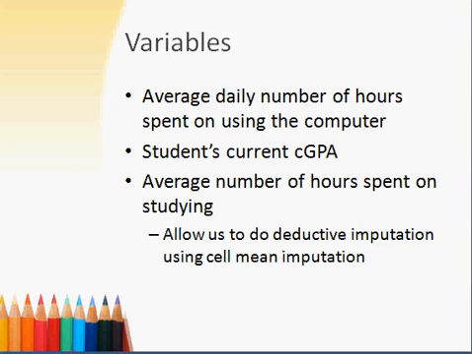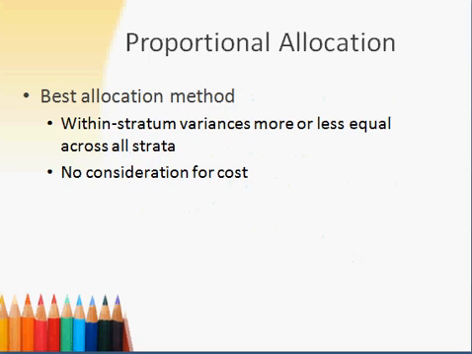Okay, moving on to the variables that are involved in this survey. Besides the average number of hours and the student's current CGPA, the other variable that we think is important to include is the average number of hours spent on studying. Why? This allows us to do deductive imputation using cell mean imputation.